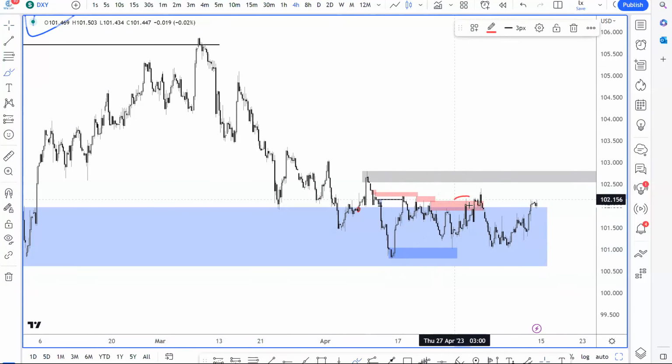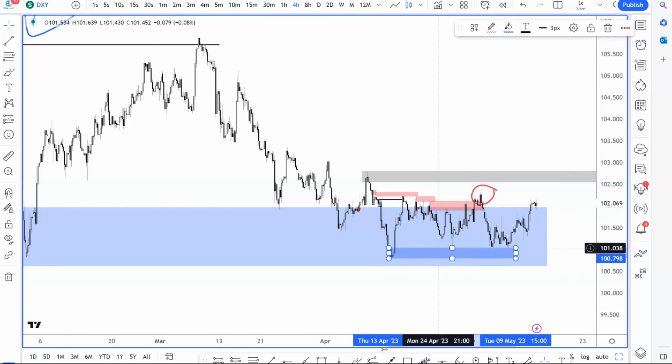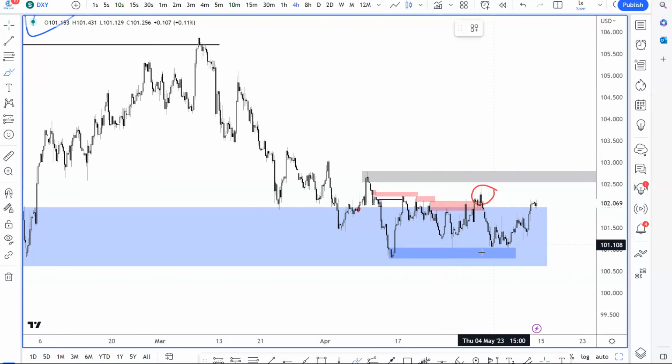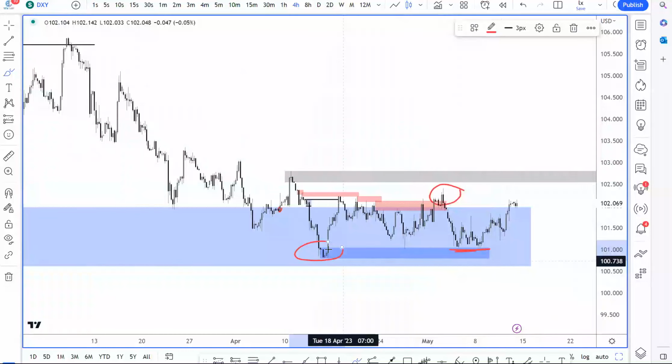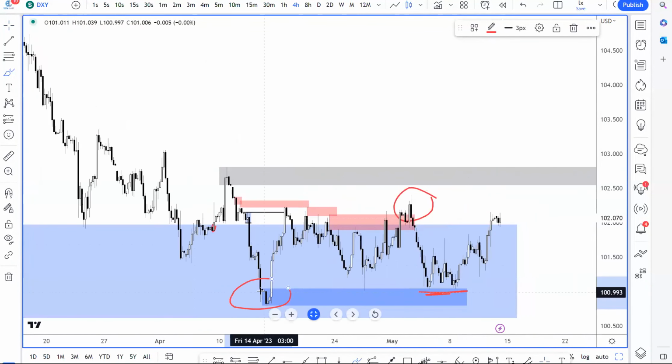Once supply fails, you can see that demand becomes the new area, right? So price came in and you can see that price tapped into the demand. So demand itself is just taken based on the previous consolidation. So if you take a look at this move itself here, to zoom in, you can see that price traded sideways before we see the strong bullish candle.